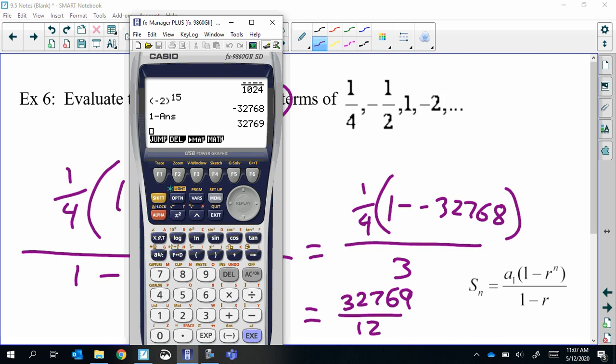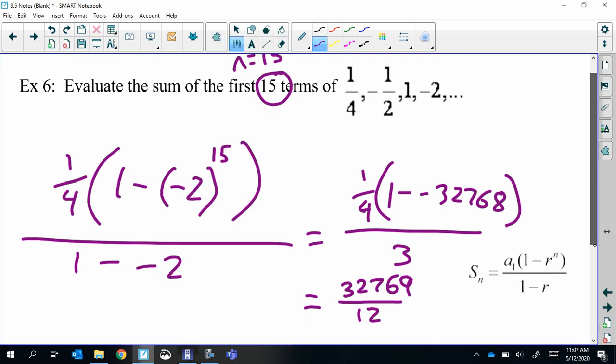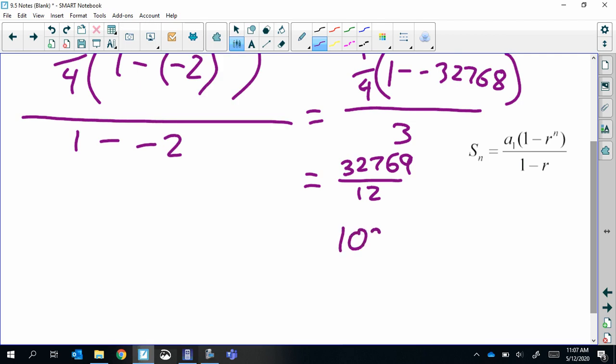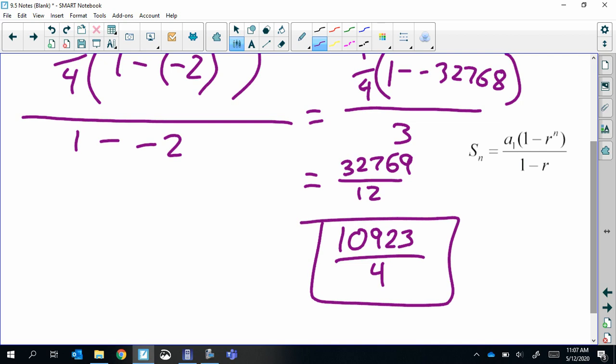And now we're dividing by 12 from that work we did before. Or you can multiply by 1/4 and then divide by 3. The answer is going to work out the same on your calculator. And if you want a fraction, just change it to a fraction. If you want the decimal, you can write it as a decimal, but typically I like fractions for these.